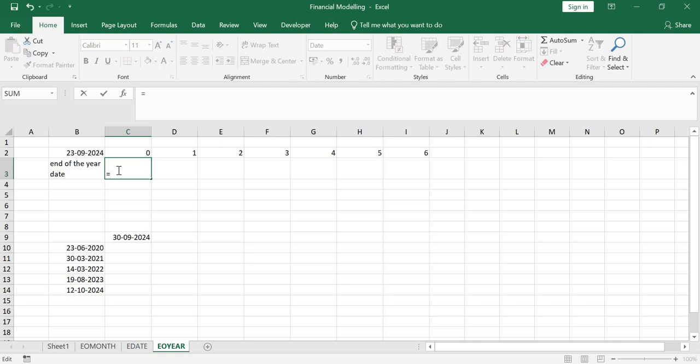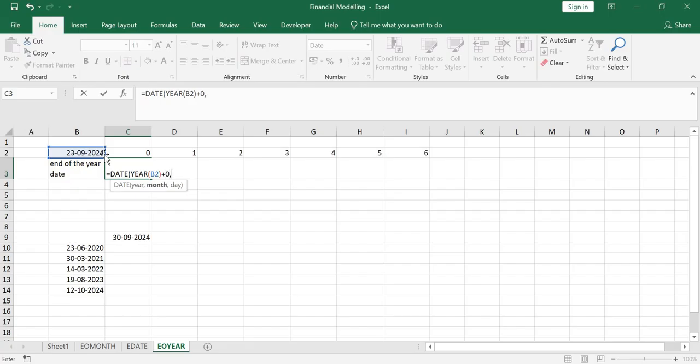So equals to, and then you are going to write your date. Once the date is written, you will write year. Now, while writing the year, I'll calculate the year for which I have to calculate the end of the date. So I am taking my date 23rd of September 2024 as the date for which I have to calculate the end of the year. So close it. Now, how will Excel know that I want the current year end or next year or the year after next? So for the current year, as I told you, I'll write 0.